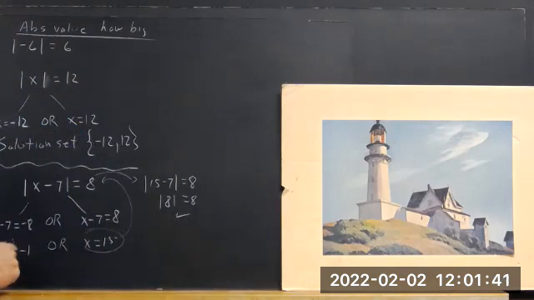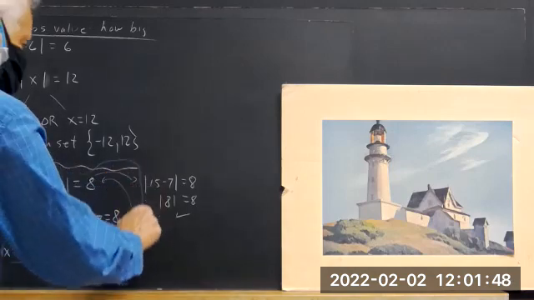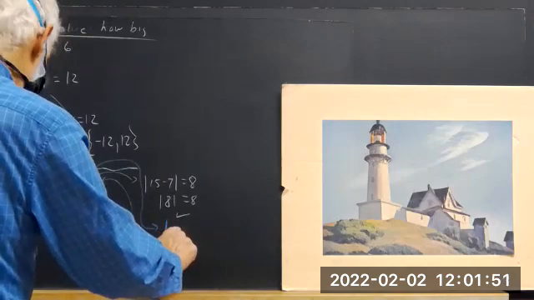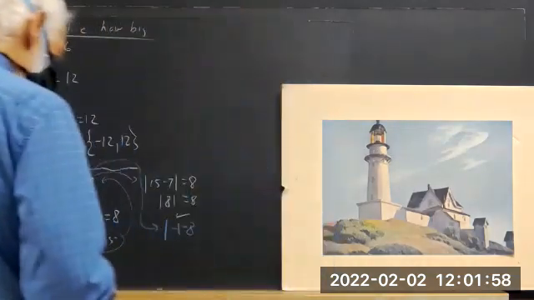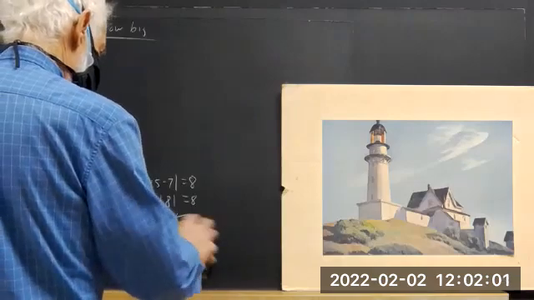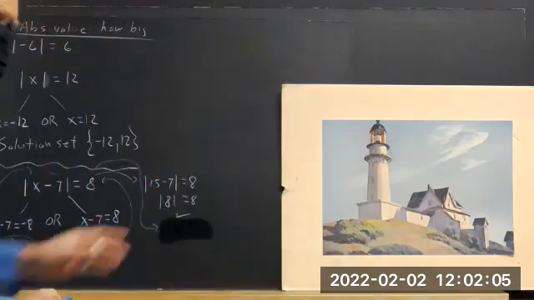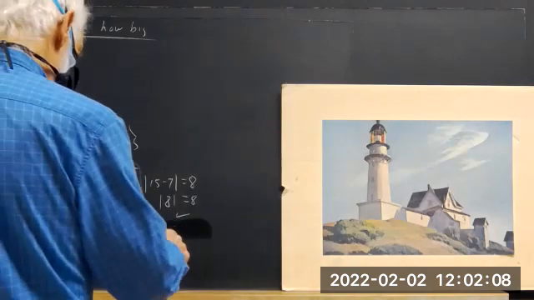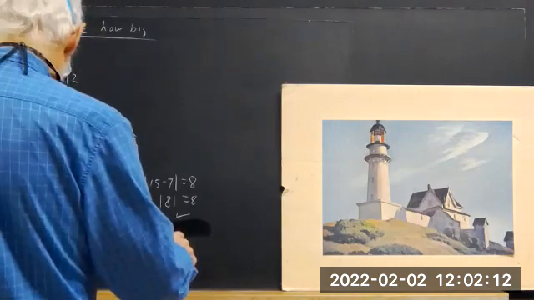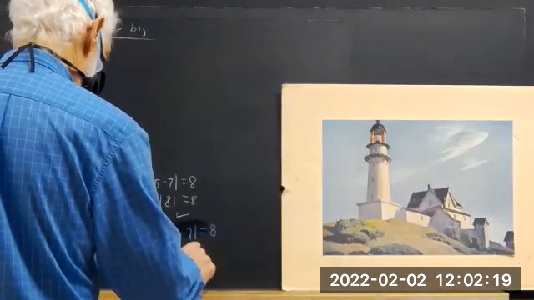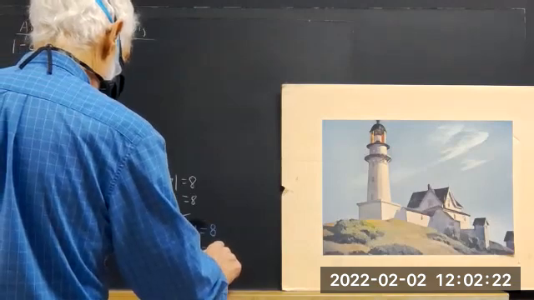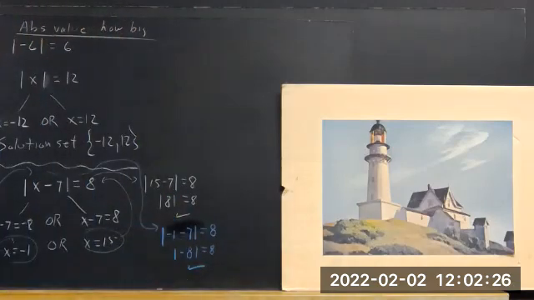We can also put this in. Take the x equals -1 and plug it into the equation. And we get absolute value of negative 1 minus 7. So we have negative 1 minus 7 equals negative 8. So the absolute value of negative 8 equals 8. And we know that to be true. Okay? That's a complete solution to the equation.